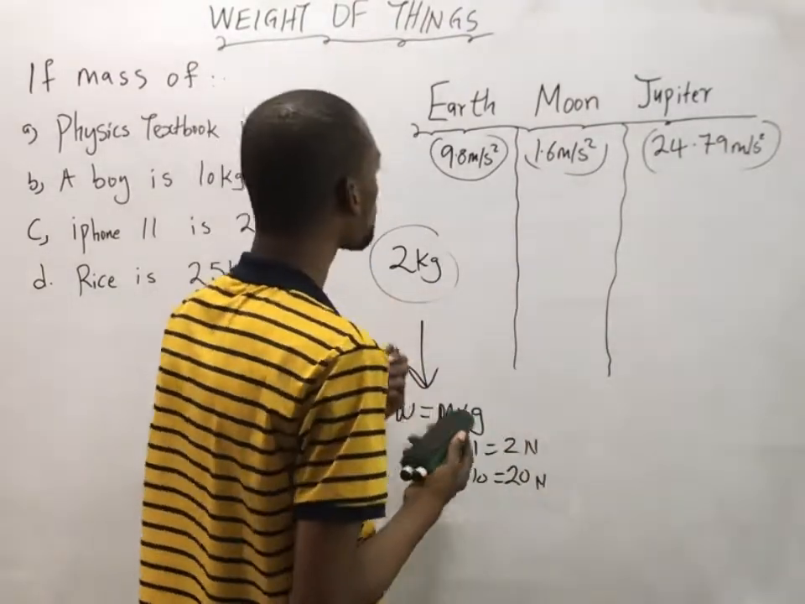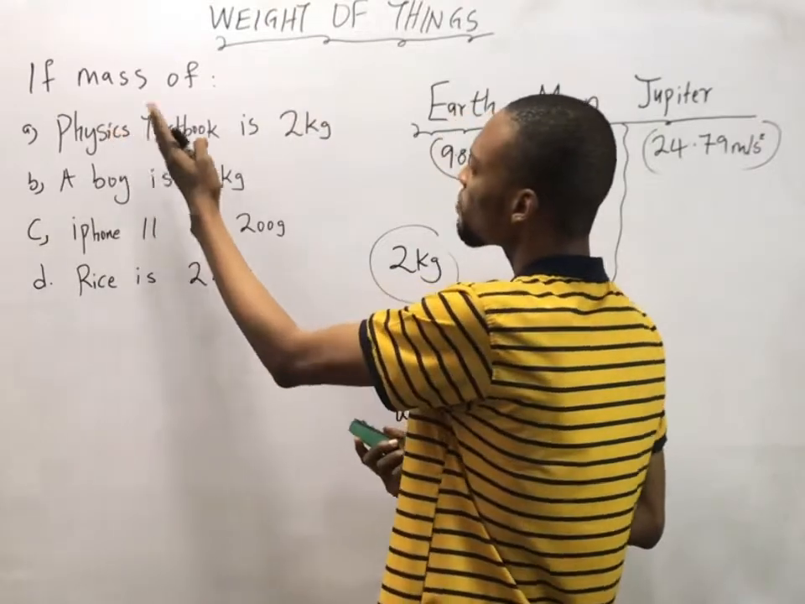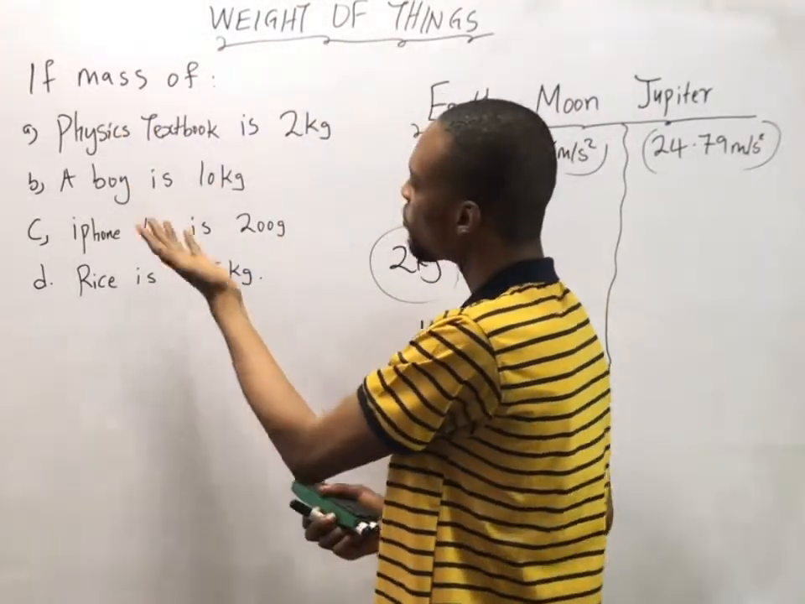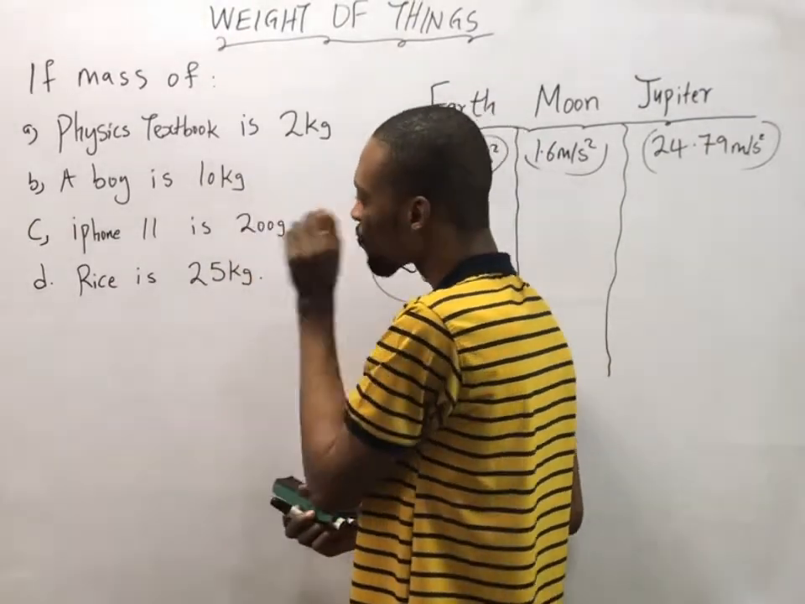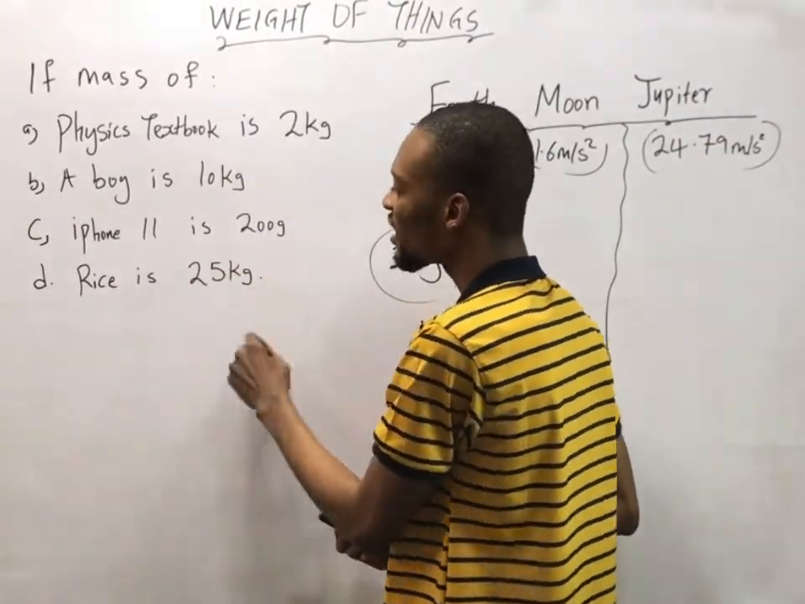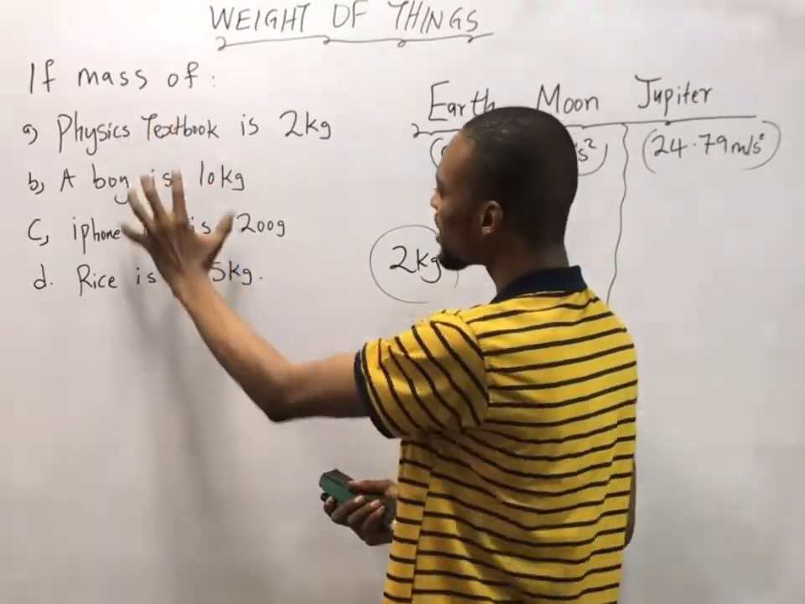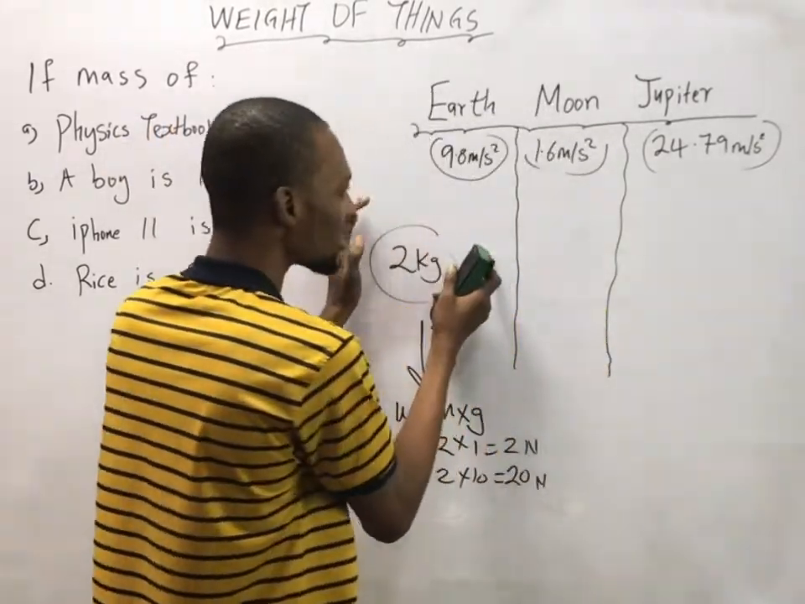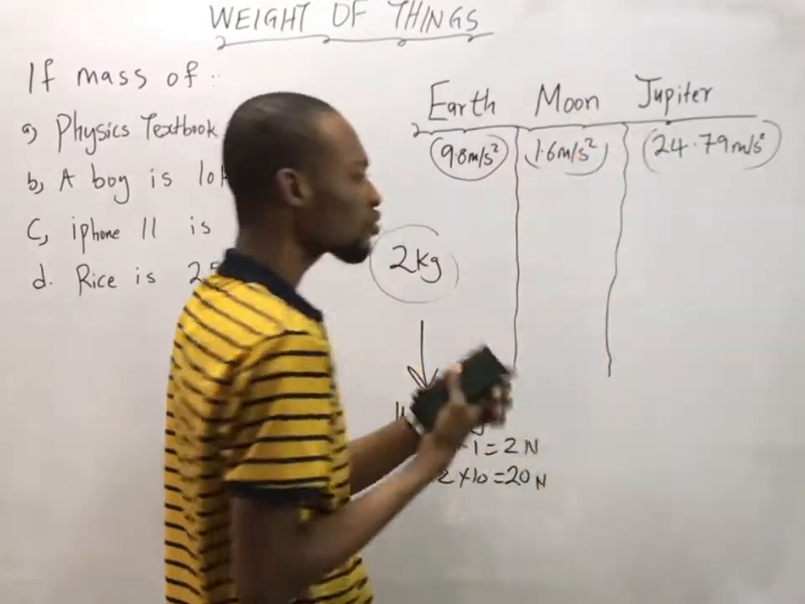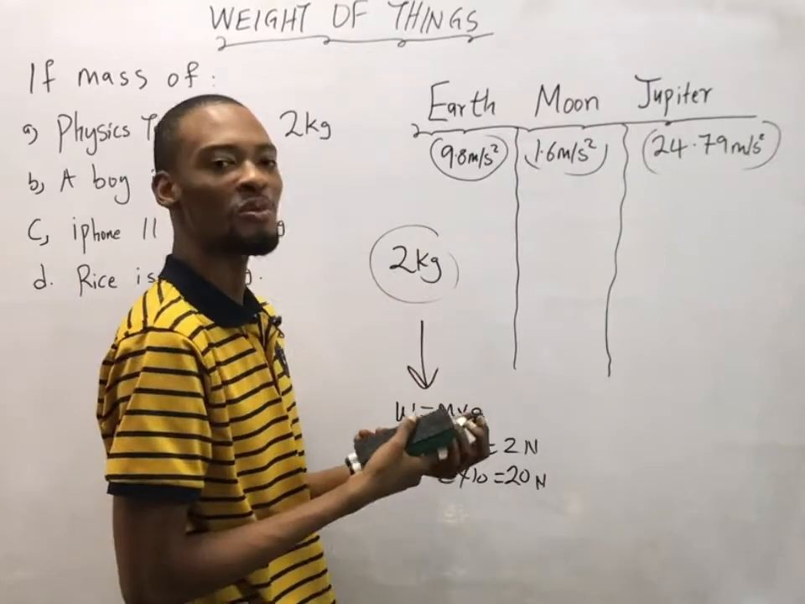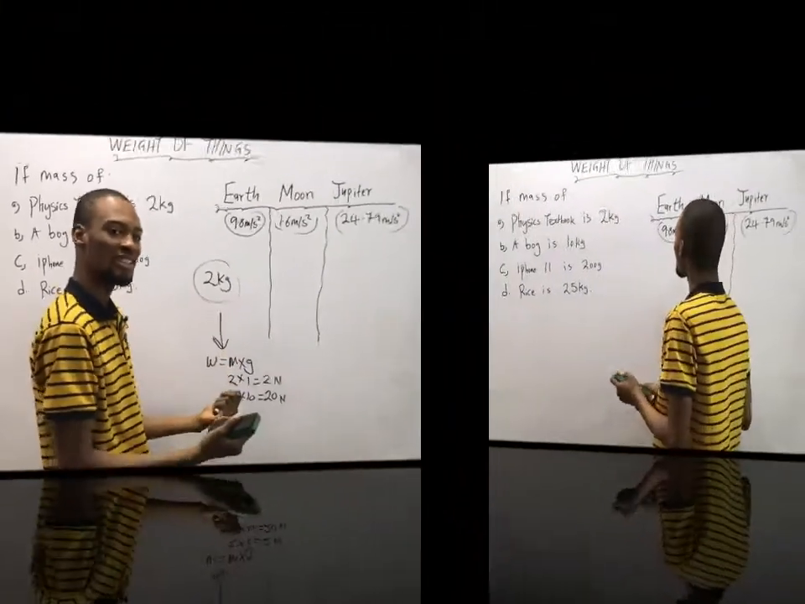Now, let's see, if the mass of a physics textbook is 2 kg, a boy weighs 10 kg, an iPhone 11 is 200 grams, and a bag of rice is 25 kg. So if you take the mass of these objects on Earth, on the Moon and on Jupiter, what will be their weight? What will they weigh? That's what we're about to go through today.